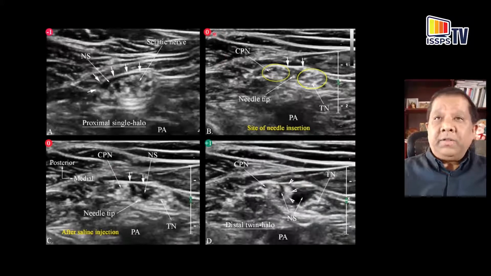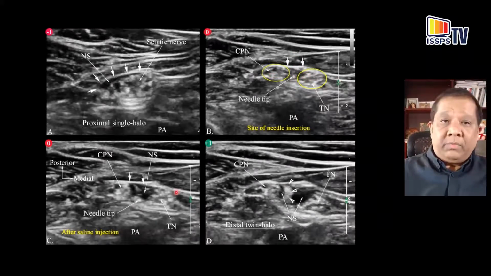So if you see here, this is 0. This is about the point of placement of the needle. We place the needle tip here between the common peroneal and the tibial nerve. We inject 2 to 3 cc's of saline.